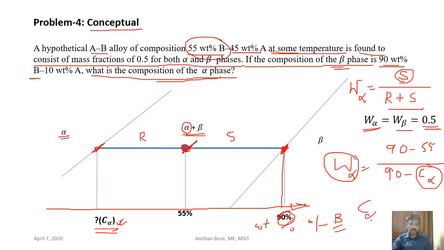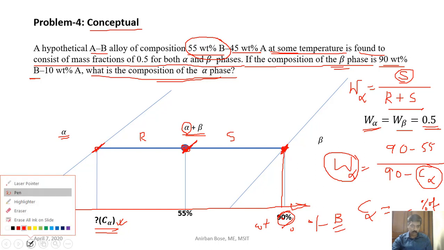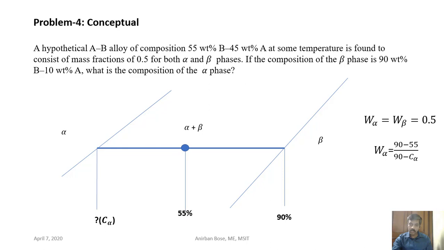Remember, the answer C alpha will be some value. Remember, all the compositions we have expressed as weight percentage of B component. Okay, so this is how you have to solve this problem. So W alpha is this. W alpha is already known. You have to put W alpha as 0.5. So you can easily find out C alpha. Clear?